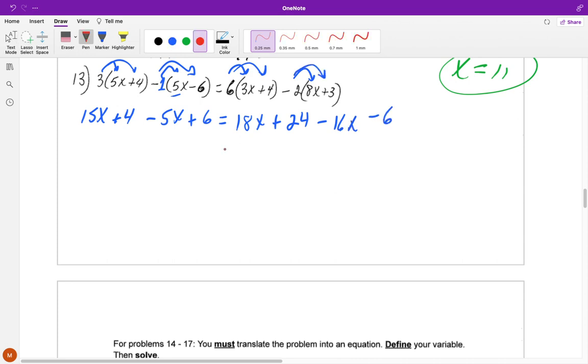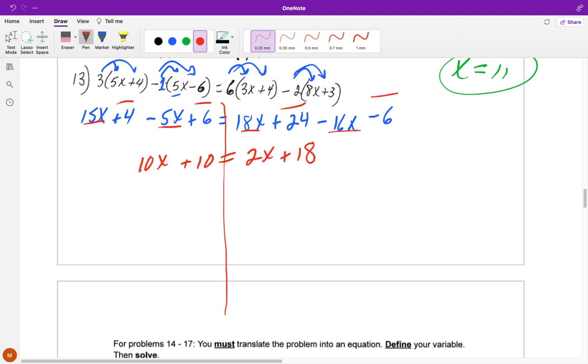So now from here, I'm going to just draw this line. On here, I have like terms of 15x minus 5x, which is 10x. And here I have 4 plus 6, which is plus 10. Here I have 18x minus 6x, which is going to give me 12x. And here I have 24 minus 6, which is plus 18. And then the last, I'm sorry, I made a mistake here. This should have been plus 12. 3 times 4 is 12. So then this would have been 6 plus 12, which gives me 18.